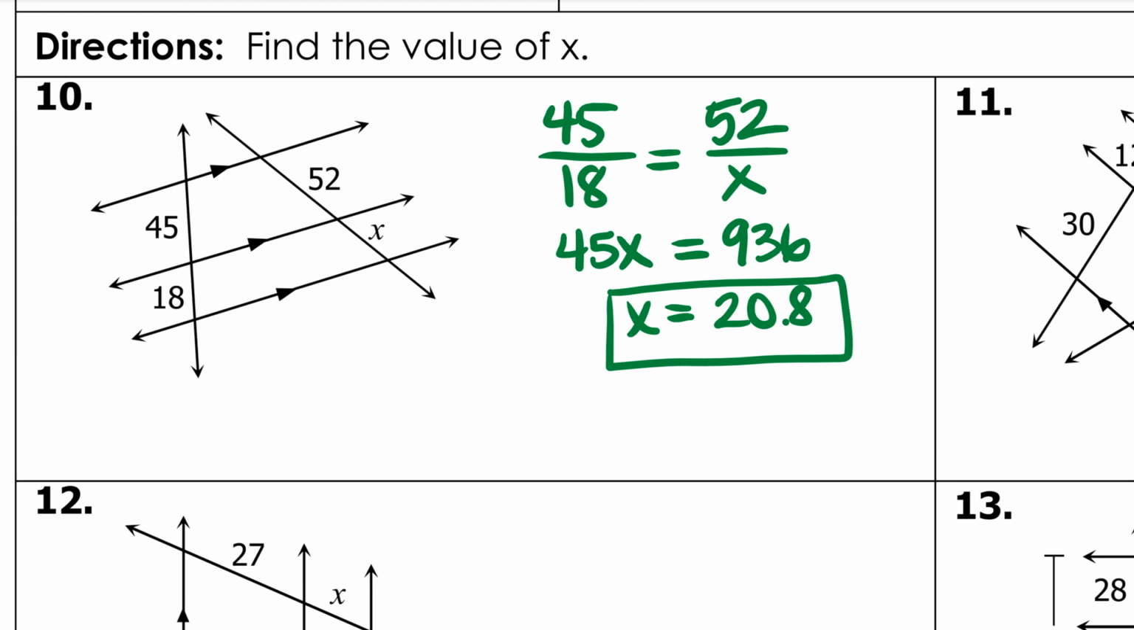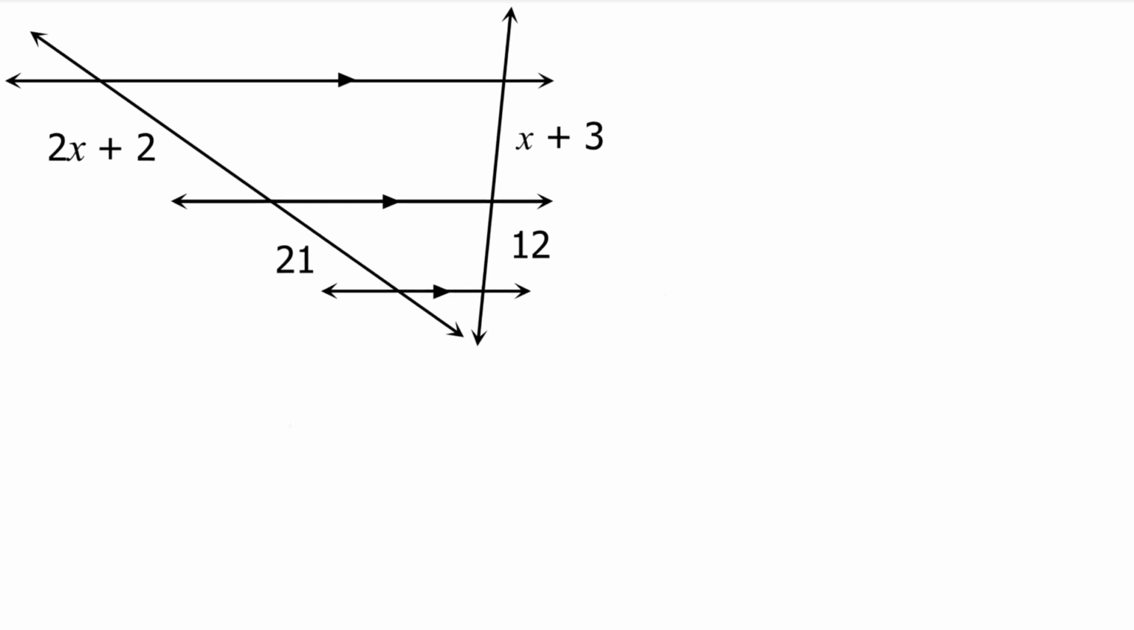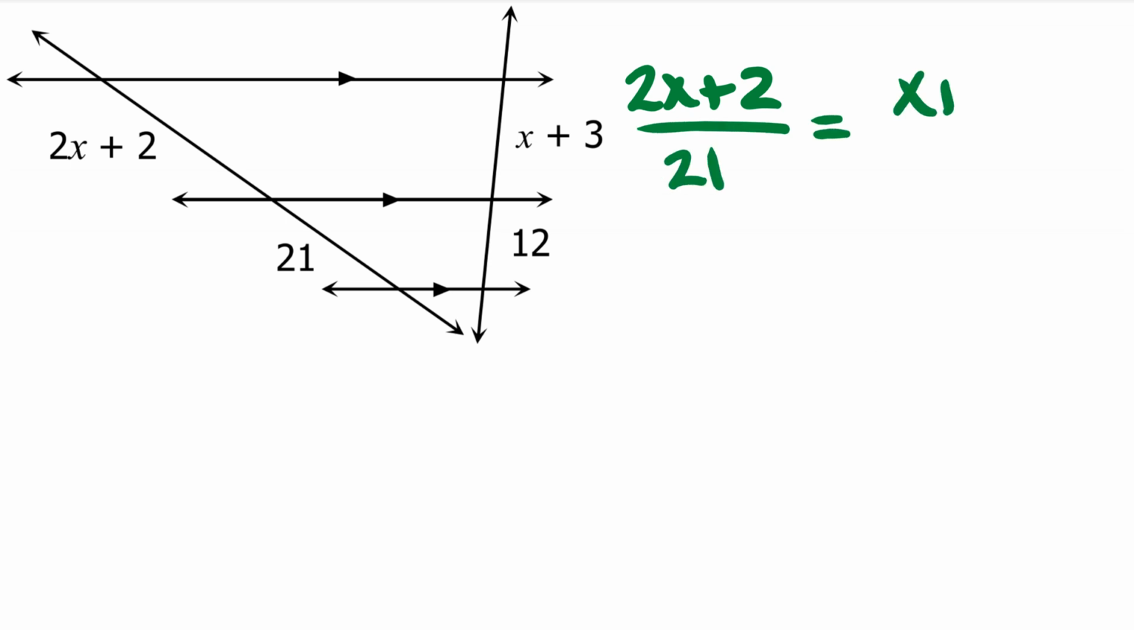Okay, let's jump to number 15. We're still going to set up our proportion. We're going to do 2x plus 2 over 21 is equal to x plus 3 over 12. When I cross multiply this time, we're going to distribute because there's more than one term in the numerator of these fractions. So 12 times 2x is going to be 24x.